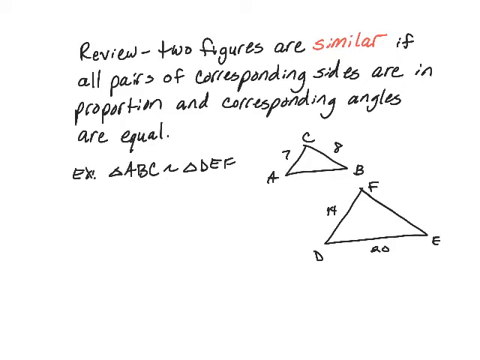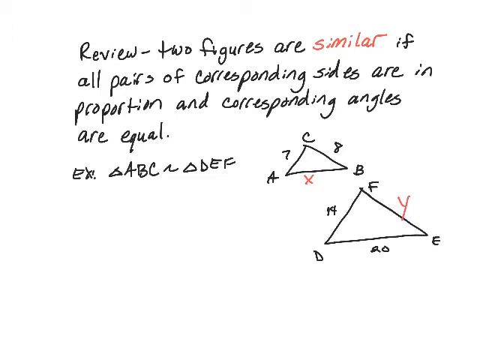So here we're given that triangle ABC is similar to DEF. And what we're going to do is find the missing sides of the triangles here. So this is just a review problem to start off with. I need to find AB, and I need to find FE. So there's X and Y.